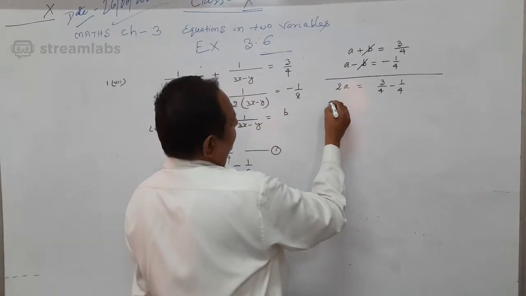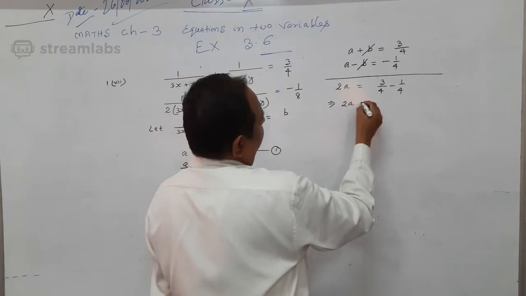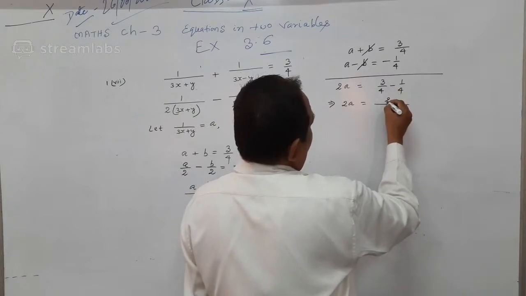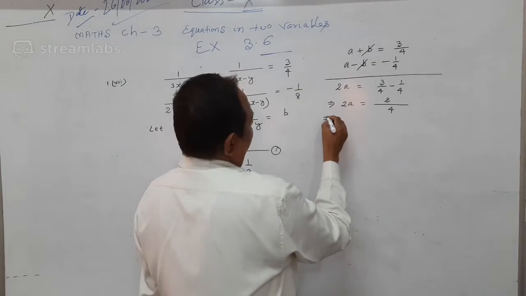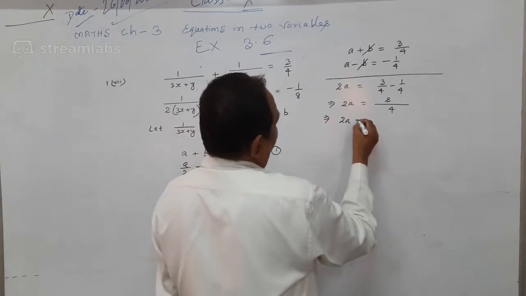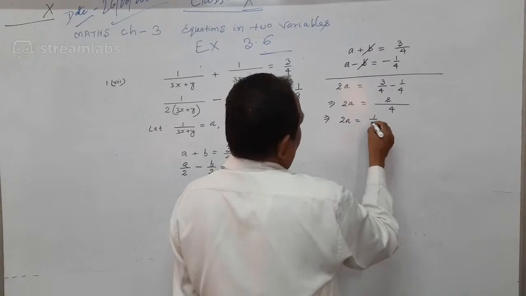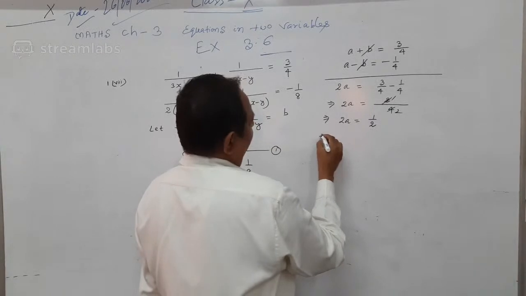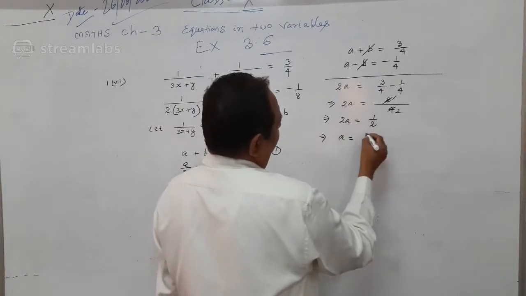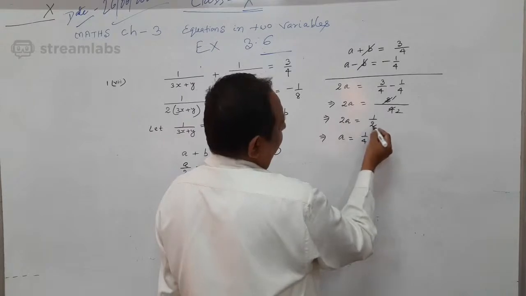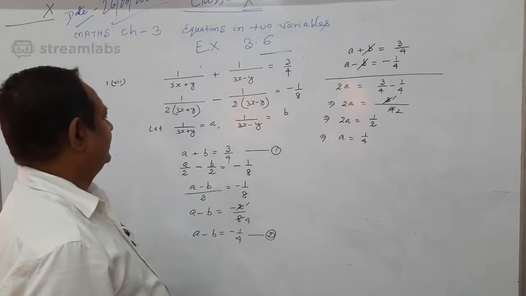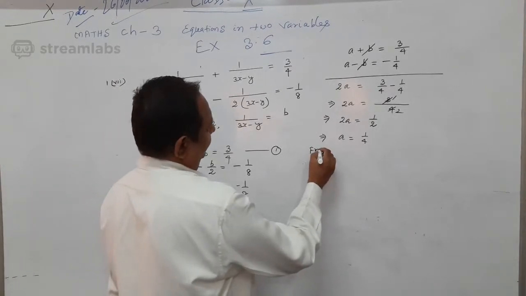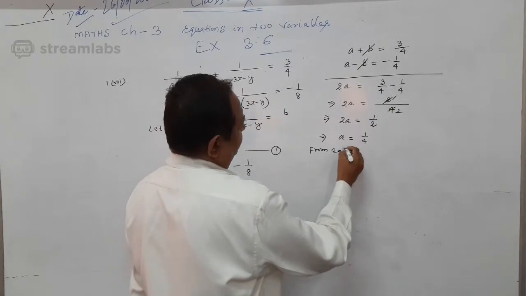This implies that 2a is equal to, LCM 4, 3 minus 1, that is 2 by 4. This implies that 2a is equal to 1 by 2. This implies that a is equal to 1 by 4. From equation 1.